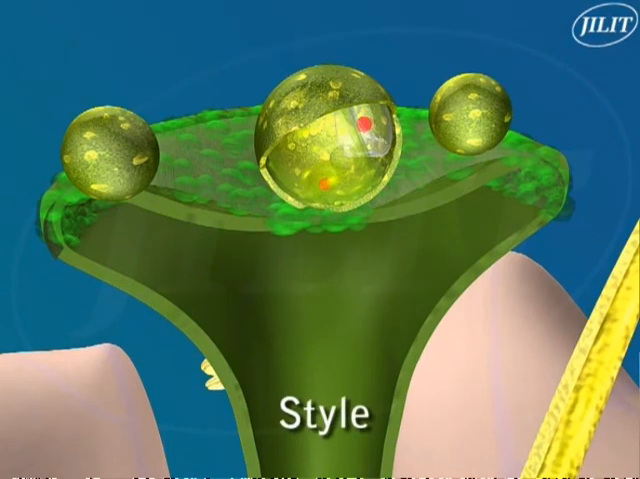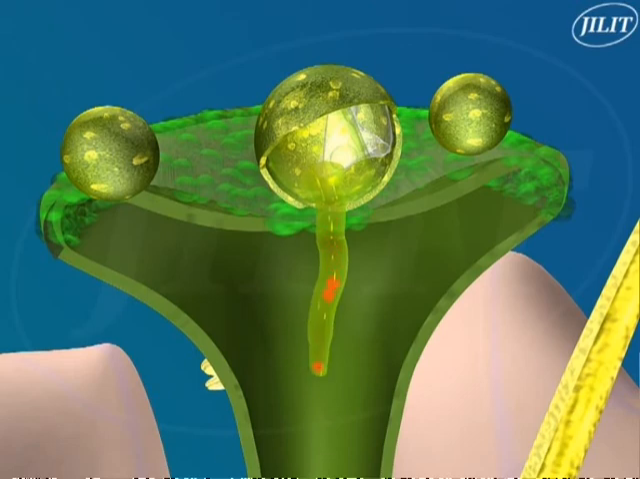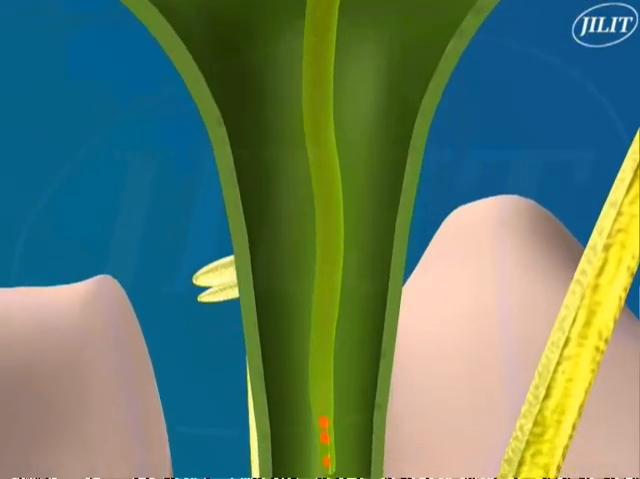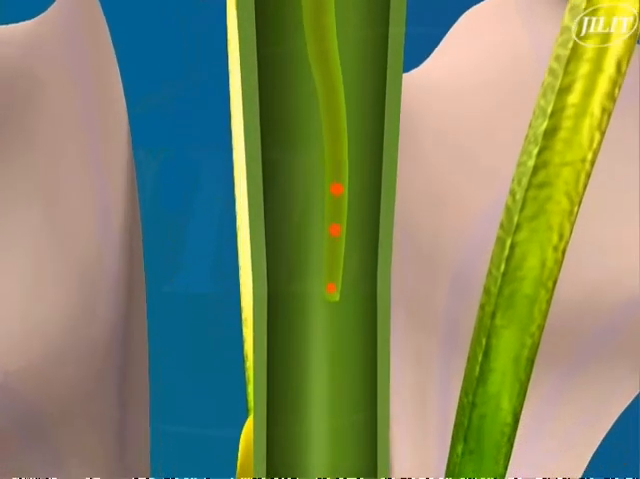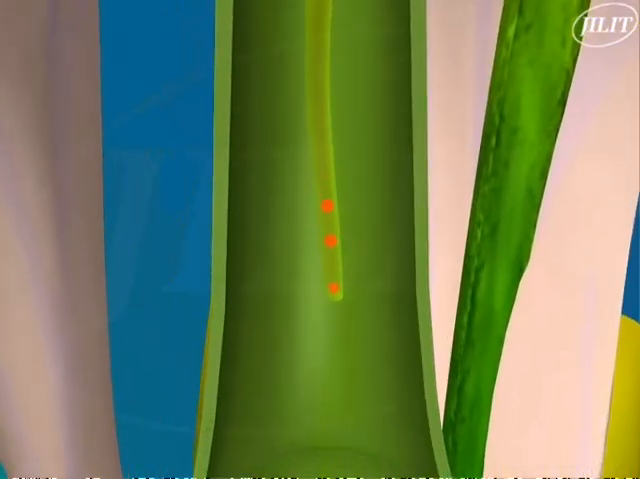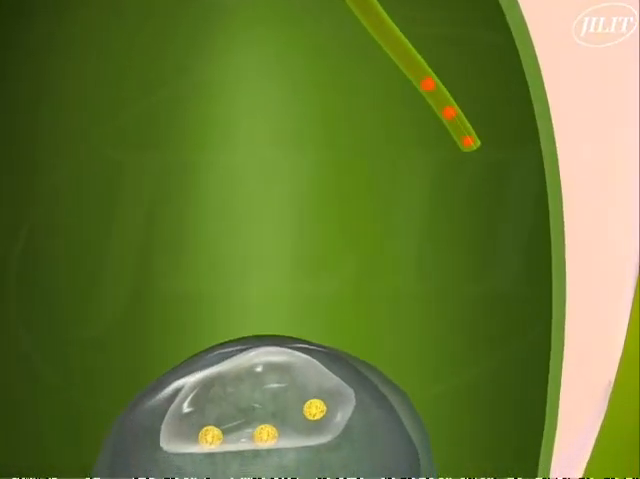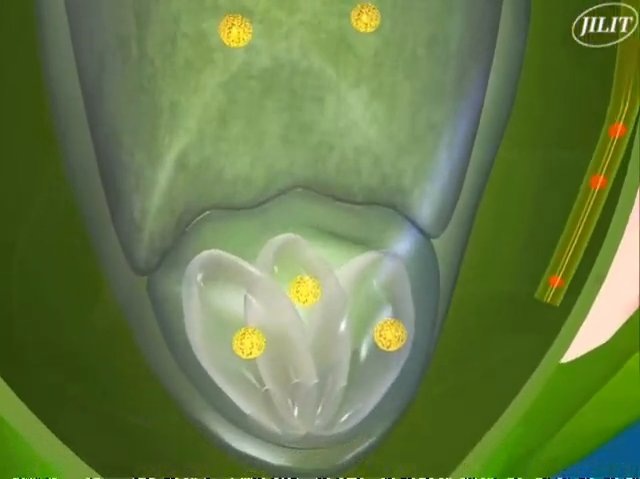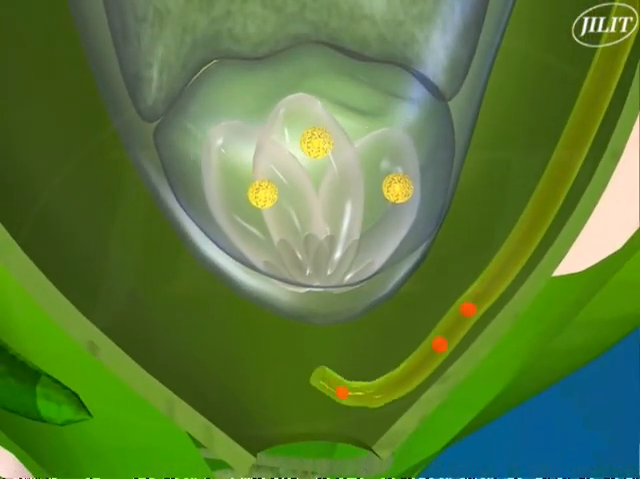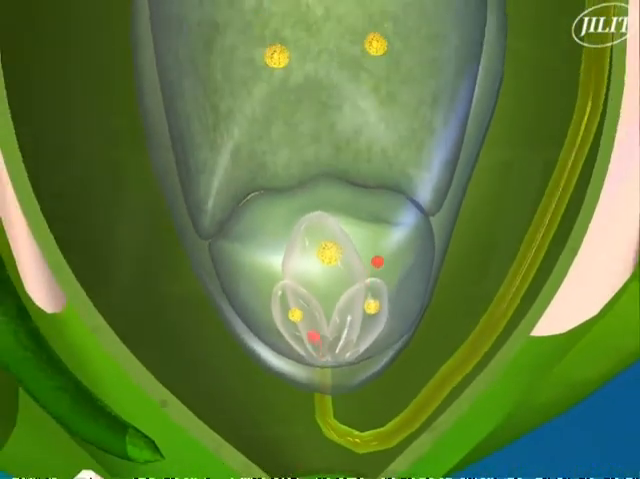The style of a carpel is a tube-like portion between the stigma and the ovary. It can be either long or short. This is where the pollen tube grows down to the ovary. The male gametes are in the tube. The pollen tube carrying the male gametes then enters the ovary.